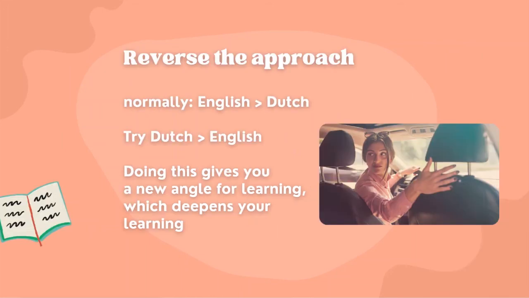Then another tip I have for you is to reverse the approach. Normally maybe you look first at the English word and then you think, okay, what is the Dutch word? But also try to turn it around. Look at the Dutch word and then think, what does that mean in English? Doing so gives you a different angle, right? And these different angles help you to deepen learning.